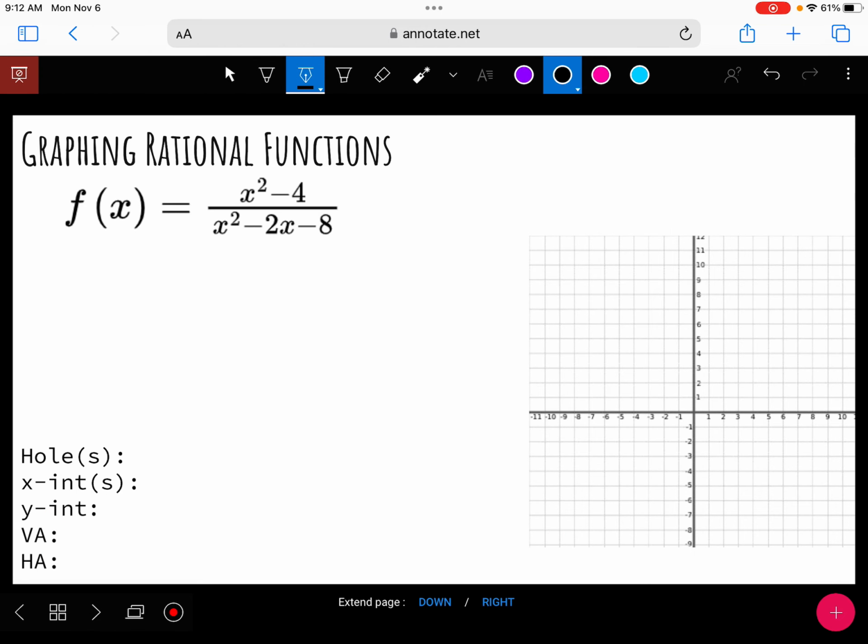So here's the next one. X squared minus 4 over x squared minus 2x minus 8.